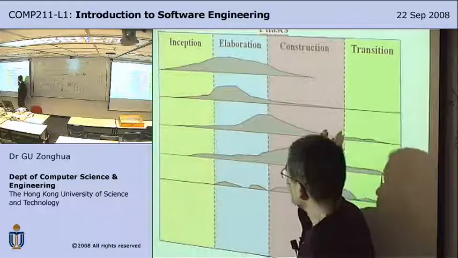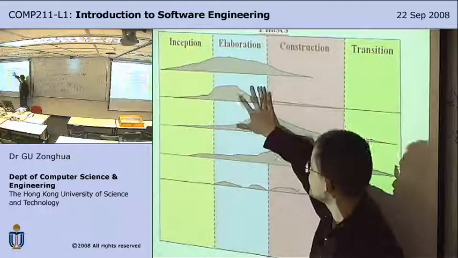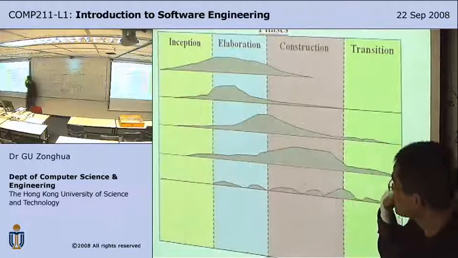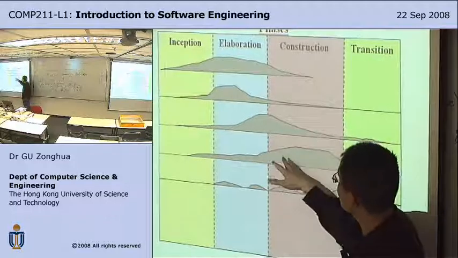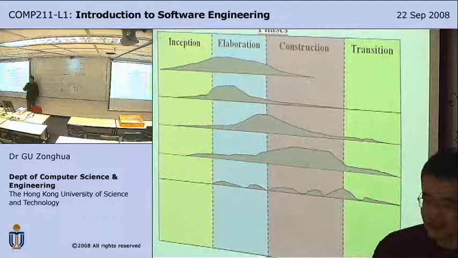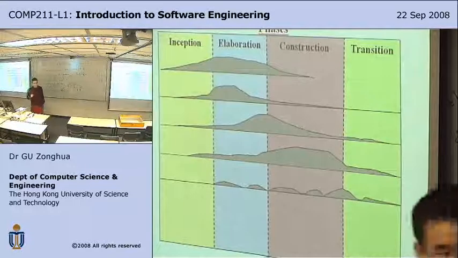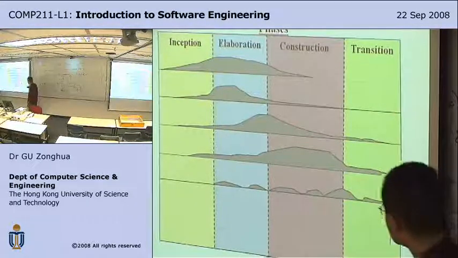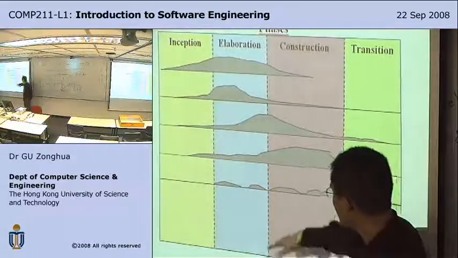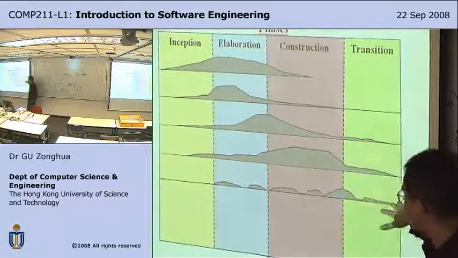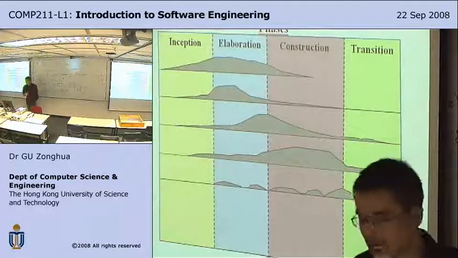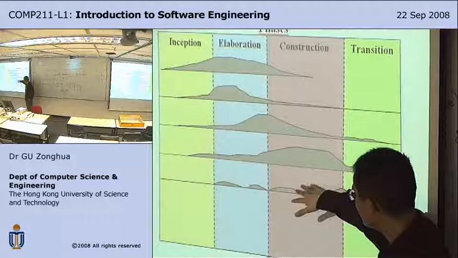For analysis, you do the bulk of the analysis in the elaboration phase. Design, you do it in elaboration and construction. Implementation, you mainly do it in construction, but you also do it a little bit in the inception and the elaboration phases, perhaps to develop the prototype, and also some in the transition phase to fix some bugs. And testing, you're doing it really throughout the phases, except in the inception phase where you don't have anything to test. So you do a little bit everywhere.